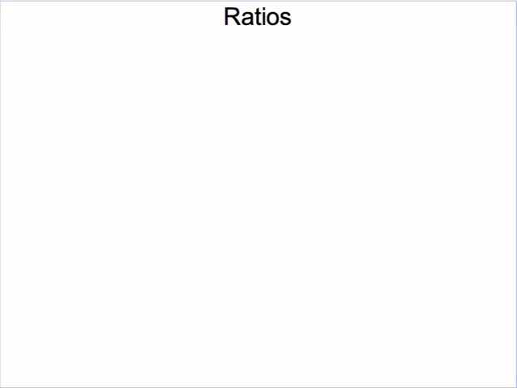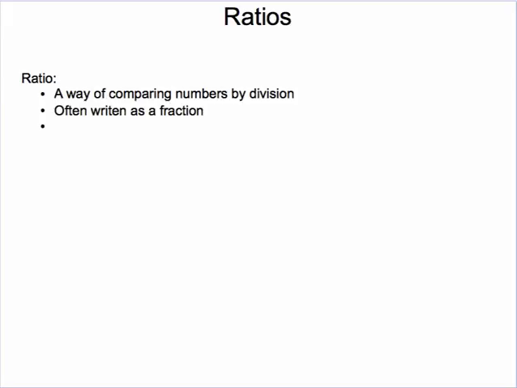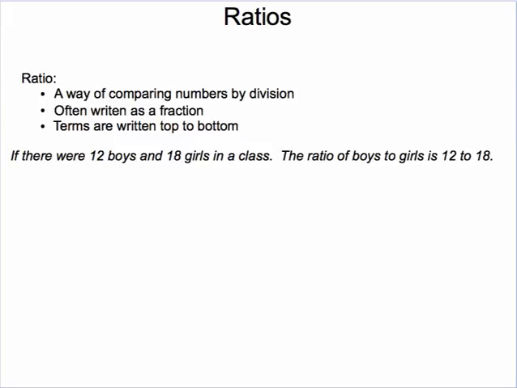Welcome back, class. We're going to be talking about ratios. And a ratio is a way of comparing numbers by division. Often ratios are written as a fraction and the terms are written top to bottom. So let's look at an example. If there were 12 boys and 18 girls in a class, the ratio of boys to girls is 12 to 18.